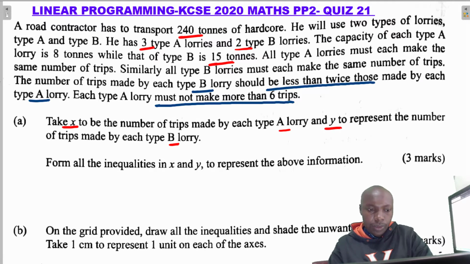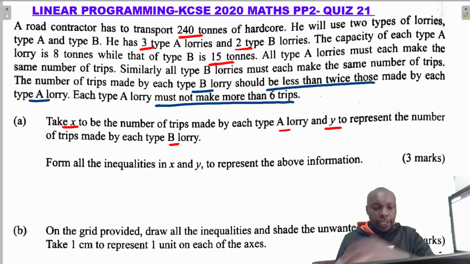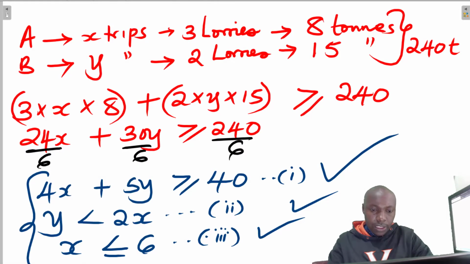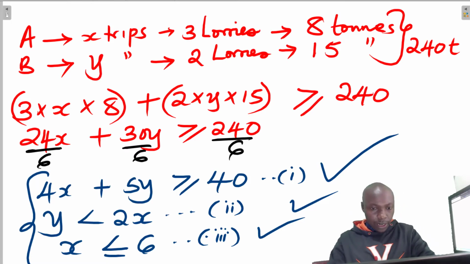Now I need to add a page here. Now from there, go to the next question. Part B, on the grid provided, draw all the inequalities and shade the unwanted region. Take 1 centimeter to represent 1 unit on each of the axes. Now the 3 inequalities that we have formed, we need to graph them. We plot them on the graph.